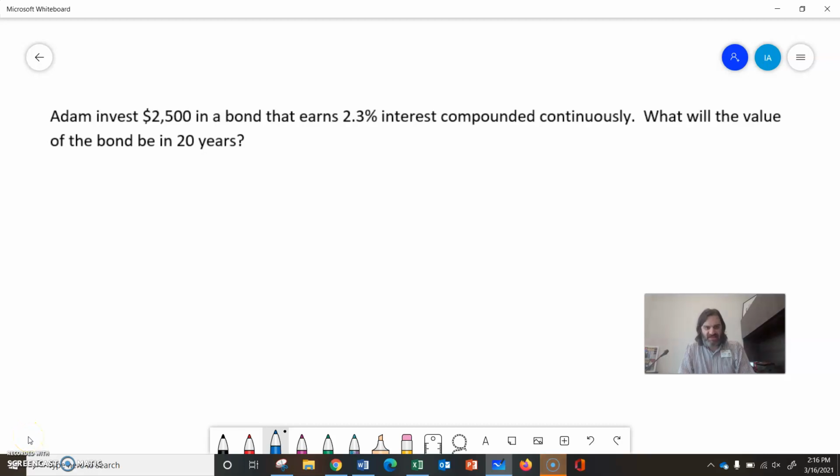All right, it says Adam invests $2,500 in a bond that earns 2.3% interest compounded continuously. That word continuously is very important. What will the value of the bond be in 20 years?